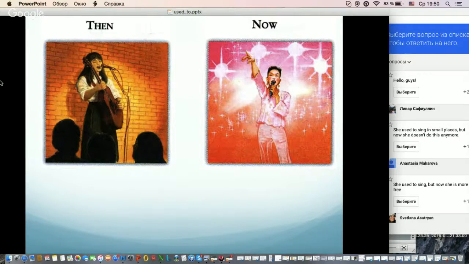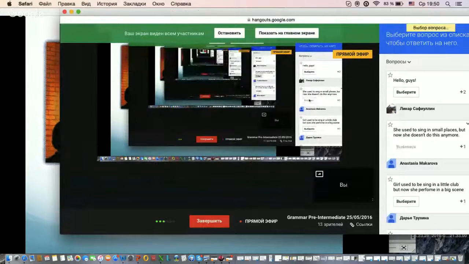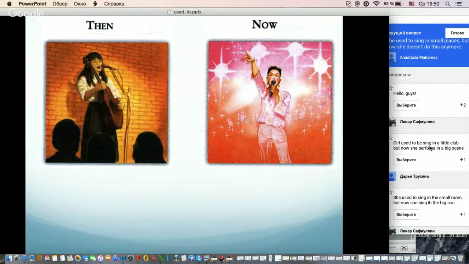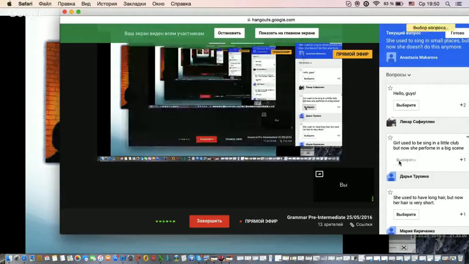Okay, so I've already received some examples. Thank you very much. She used to sing in small places, but now she doesn't do this anymore. Anastasia, thank you very much. Very nice example. All right. What other sentences do we have? Girl used to sing in a little club, but now she performs in a big scene. All right. So you can say that the girl used to sing in little clubs, but now she performs on a big stage or on big stages. All right, Daria, thank you very much.